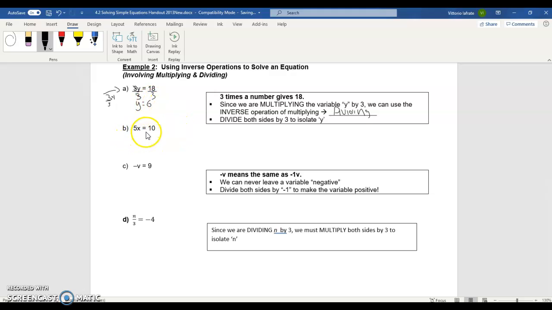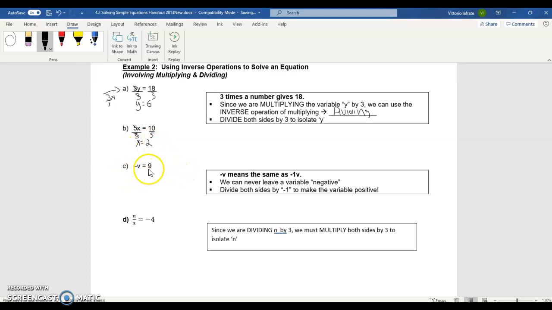In example B, I have 5x is equal to 10, so my x is being multiplied by 5, so the opposite of a multiplication is division. So I can do 5x over 5, so 5x divided by 5 is equal to 10. I have to divide by 5 on that right side as well, since I did it on the left side. I can cancel out the 5's. 5 over 5 cancels out. Now I have x is equal to 10 over 5, which is 2.